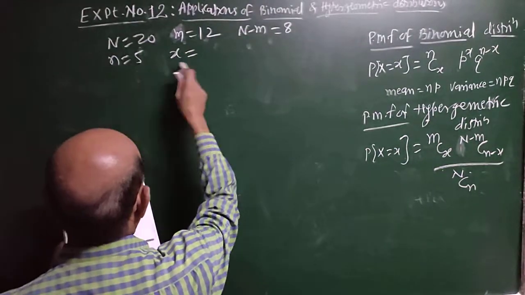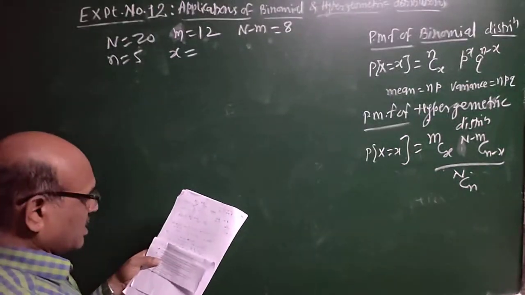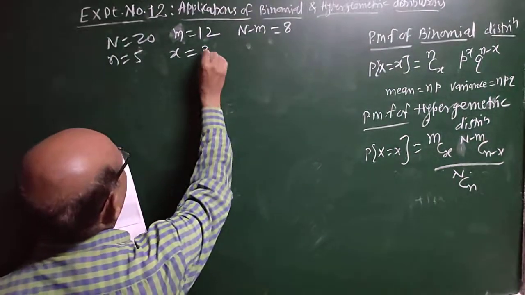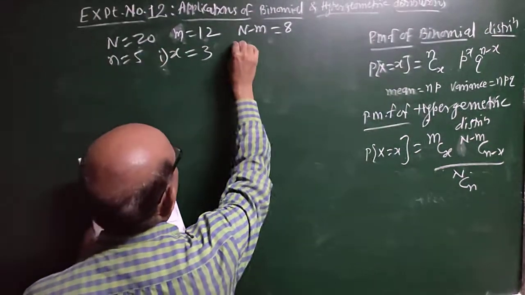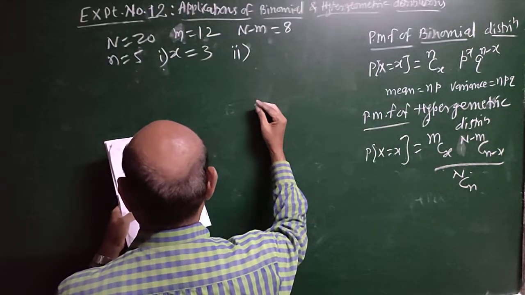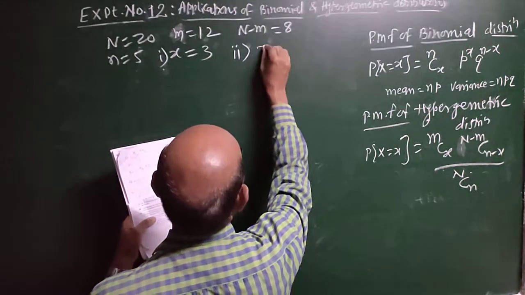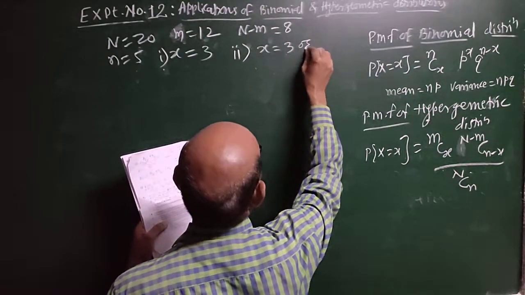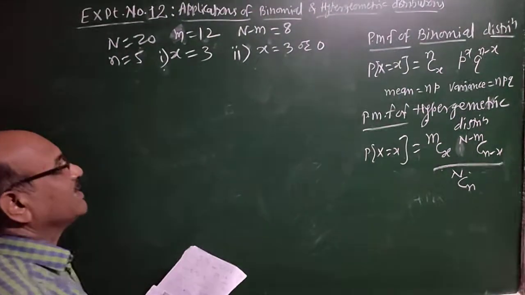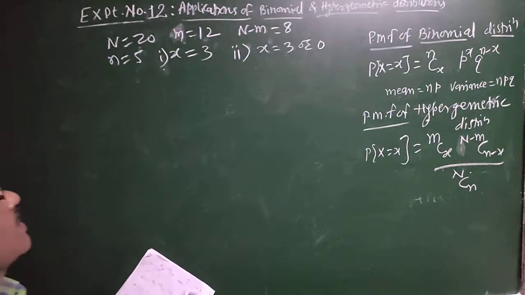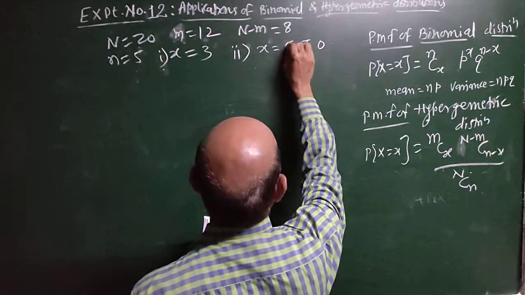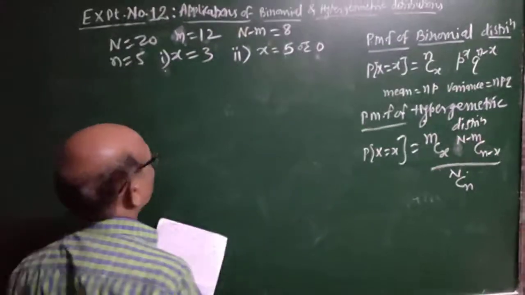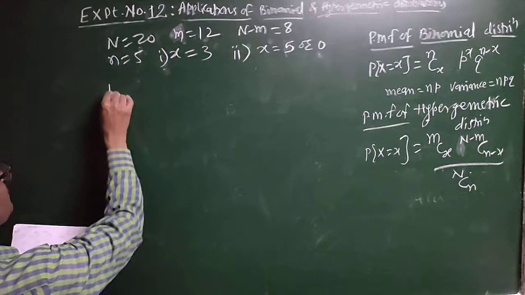Find the probability that a committee will consist of 3 boys. X equal to 3 is your first question, and the second question is members of the same sex. So X will be all 5 are boys, or no boys, which means all are girls. Like that way you have to obtain it. So what is this probability?